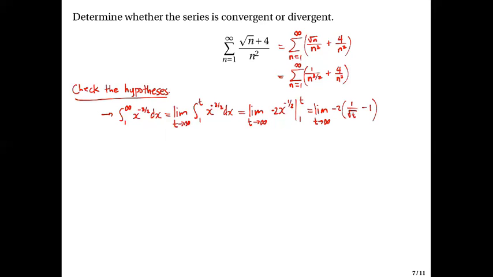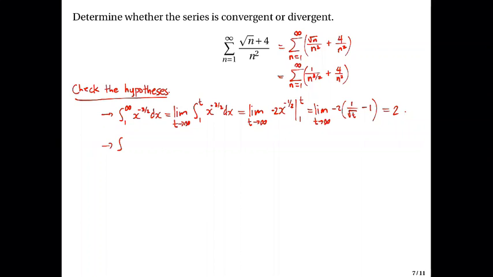And as t goes to plus infinity, square root of t will go to plus infinity, but we have 1 over square root of t. So this guy here will go to 0. And therefore, you will have minus 2 times negative 1. You will get positive 2. So this integral is convergent, which means this series with this term, 1 over n to the 3 halves, is also convergent.